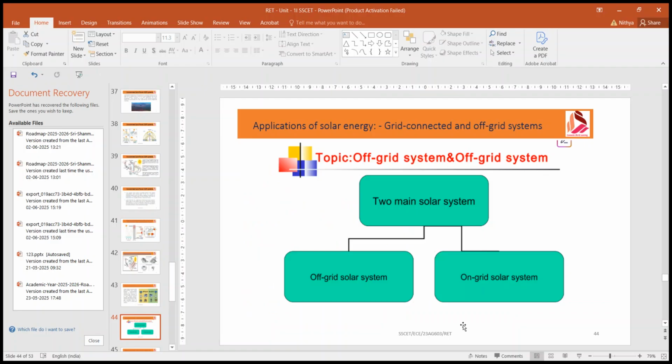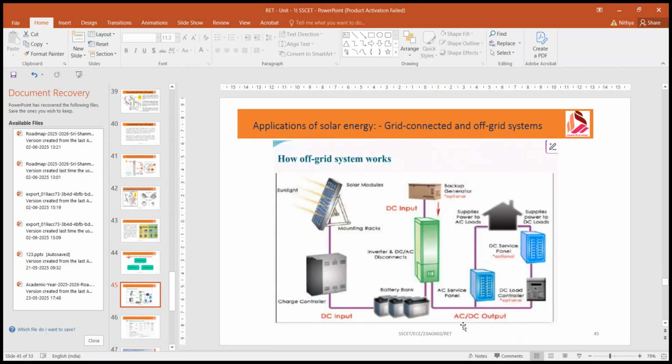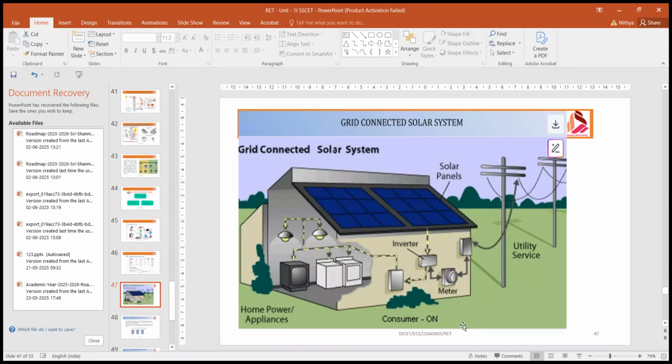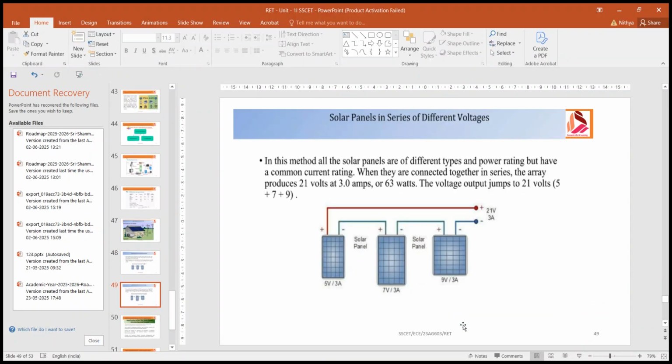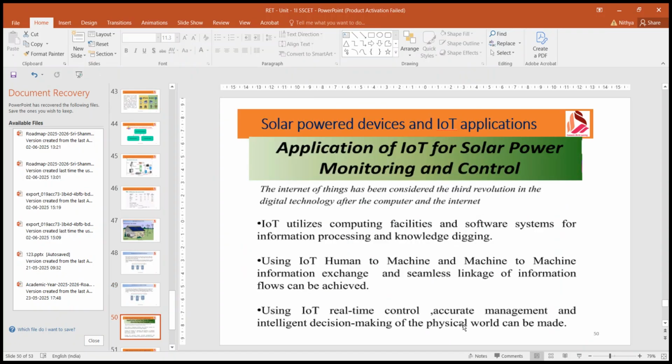So these are two different categories, the two main solar systems: the off grid and the on grid solar power systems. The basic difference is that the voltages for the on-grid solar system should be higher compared to the off-grid solar system itself. These are the general applications of both. Next, IoT for solar power monitoring and control systems.